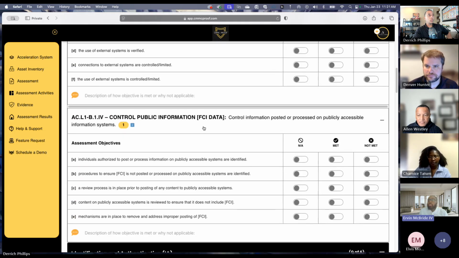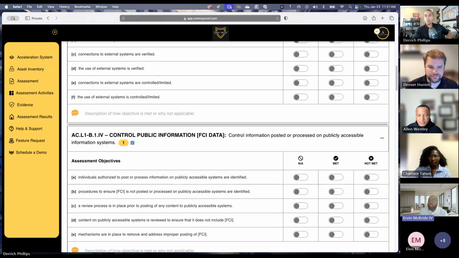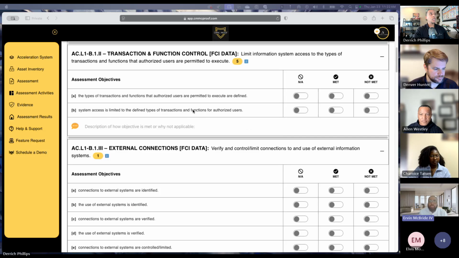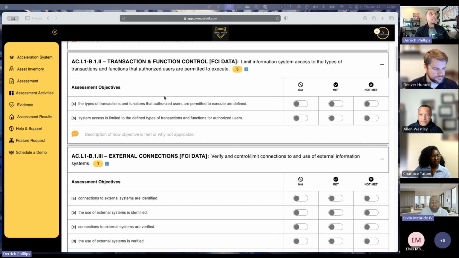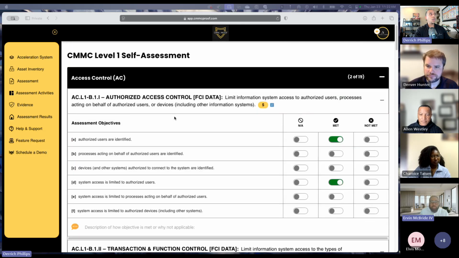To transition over to the identification, authorization, authentication piece. Before we dive into that, I'm going to do an audience poll just to see their feedback on the responses, whether they feel that they've met the requirements for access control. You should have it on your screen for the poll. Do you feel they satisfy the access control requirements for level 1? That's controlling external connections, transaction and function control, and also authorized access.